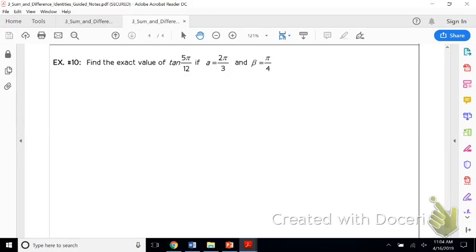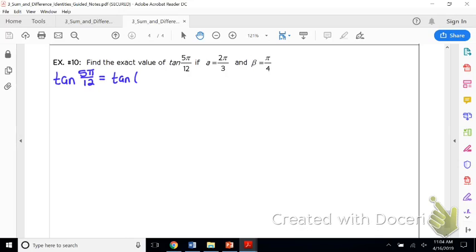Example 10 says find the exact value of tangent of 5 pi over 12 if alpha is going to be 2 pi over 3 and beta is going to be pi over 4. So what they didn't tell us, though, is will I add the two angles together or will I subtract them? Well, we're looking for tangent of 5 pi over 12, right? And it's not on our unit circle. So they guide us. They tell us we're going to use 2 pi over 3 and pi over 4.